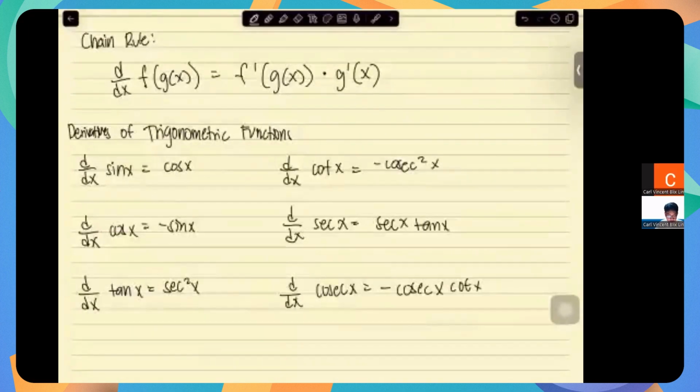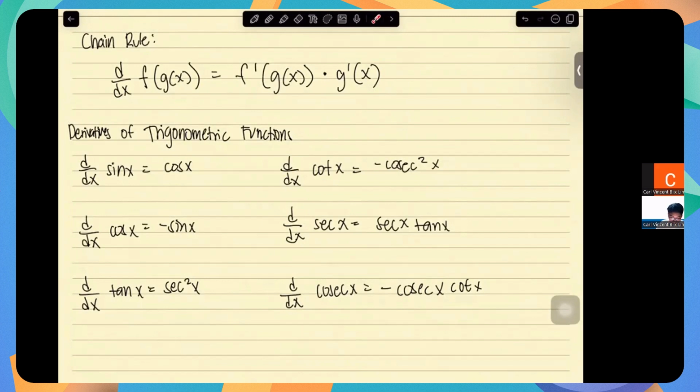All right. So now the last derivative rule we have is the chain rule. Basically, if a function is inside another function, what we can do is first get the derivative of the outer function while leaving the inner function as it is inside the outer function. And after that, we multiply that with the derivative of the inner function.